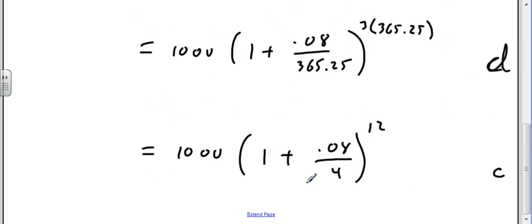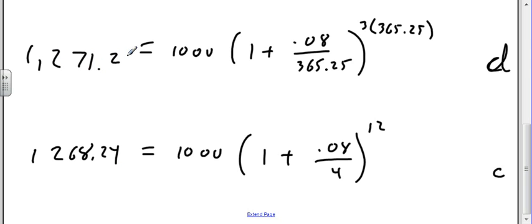1,000 times parentheses 1 plus 0.02 close parentheses raised to the 12th, and I get $1,268.24, and then last guy, 1,000 times parentheses 1 plus 0.08 divided by 365.25 close parentheses raised to the 3 times 365.25 power. Boom! And I end up with $1,271.21.